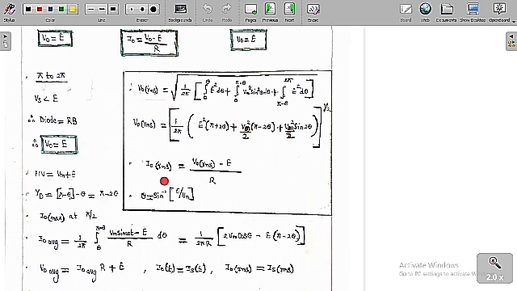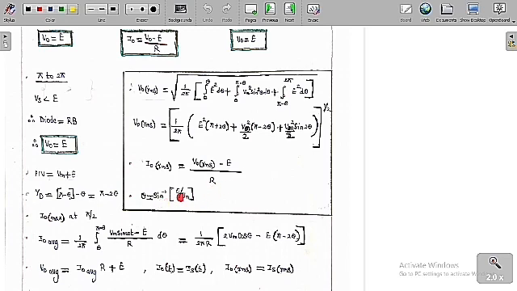If you want to know the RMS value of the output current, it is V0 RMS minus E by R, because V0 RMS is equal to I0 RMS into R plus E. So I0 RMS is equal to V0 RMS minus E by R. If you know I0 average, then we can figure out V0 average. If you know V0 RMS or I0 RMS, we can get the other one from this expression.